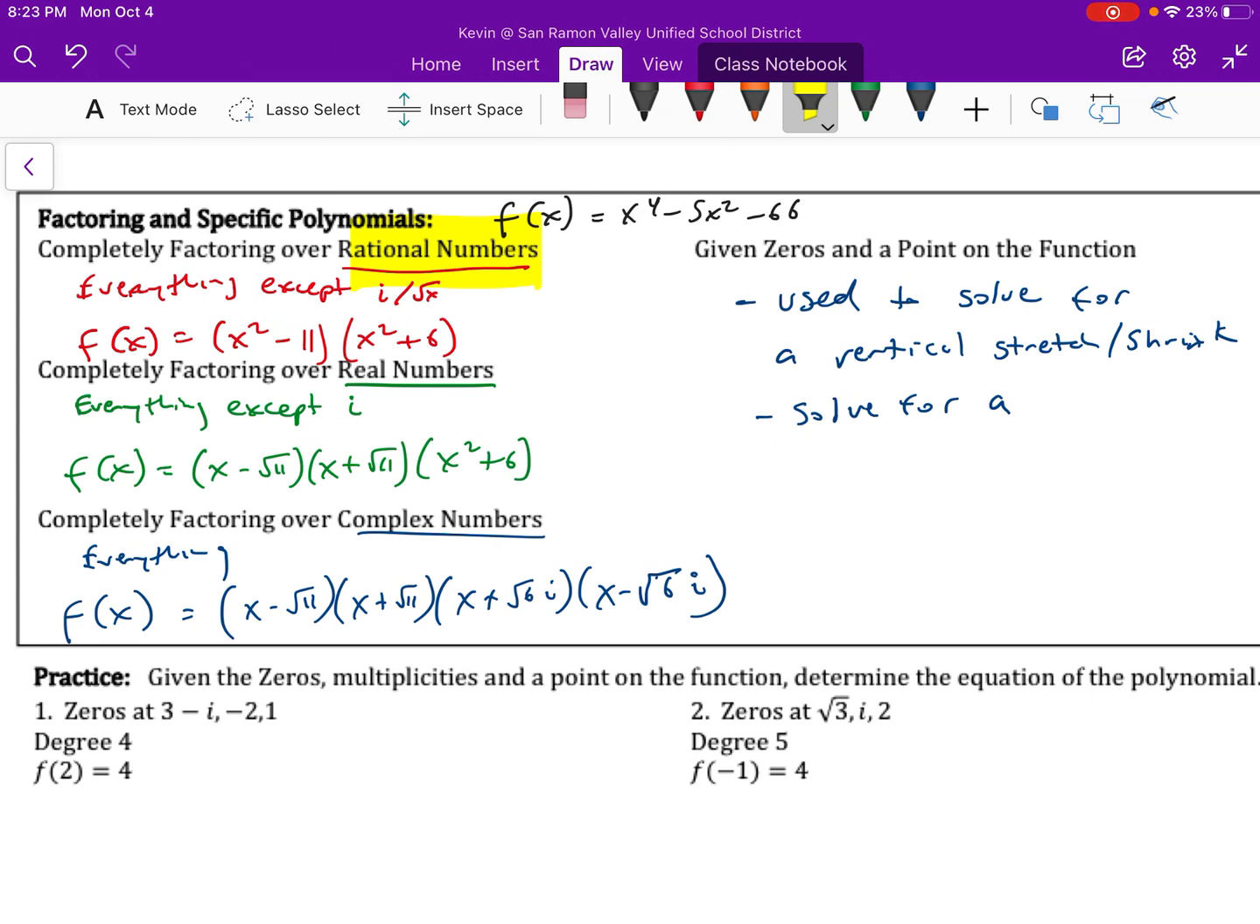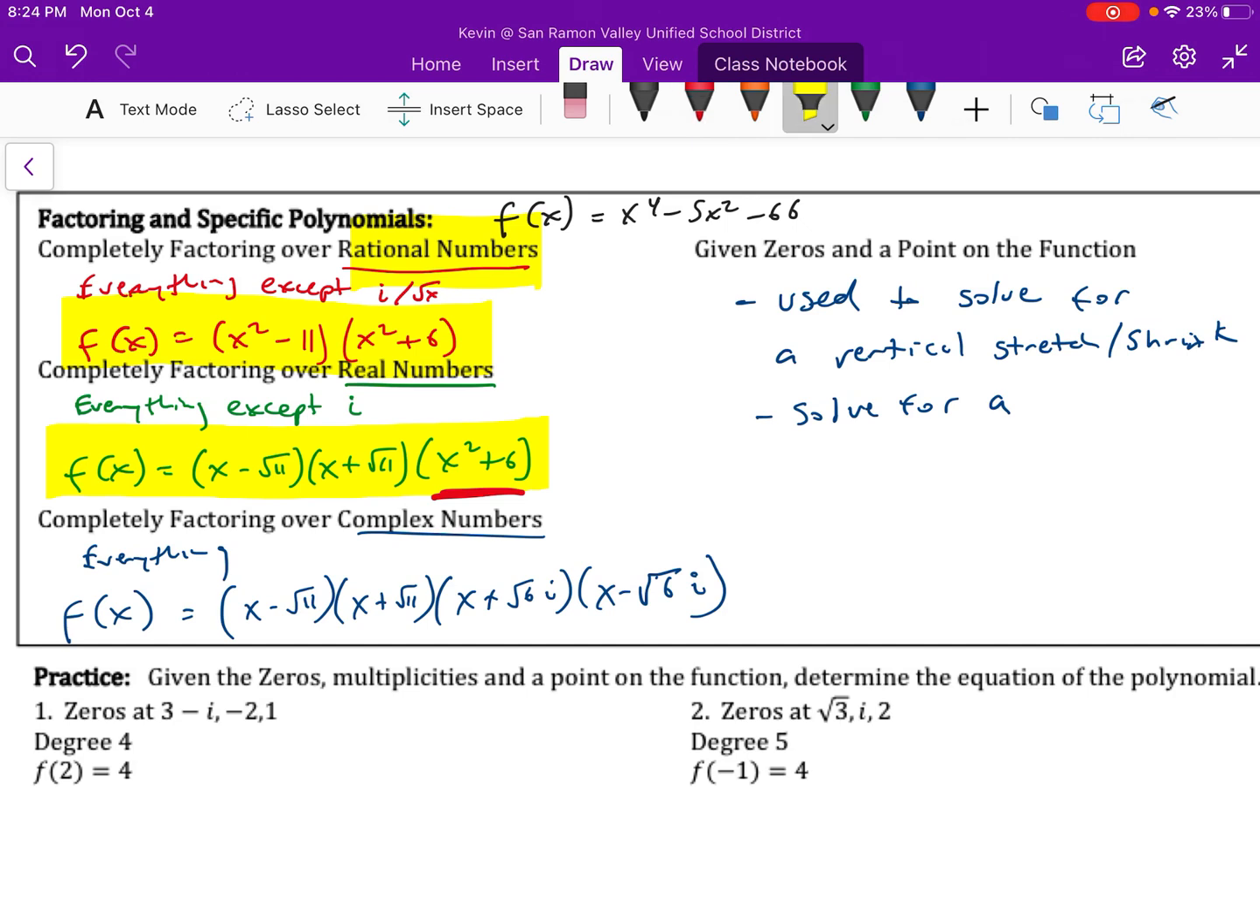That means everything except for i, the imaginary number, or an irrational number, a radical. So we would only be able to factor it down to that point. And then the next one would be completely factoring over real numbers, in which case it'd be everything except for i, our imaginary number. So if we were factoring over real numbers, we could get it down this far. We couldn't go any further, specifically with this x squared plus 6, because to factor that, we'd have to bring an imaginary number in. So when we talk about real numbers, we can have the radical in there, we just can't have the imaginary number.